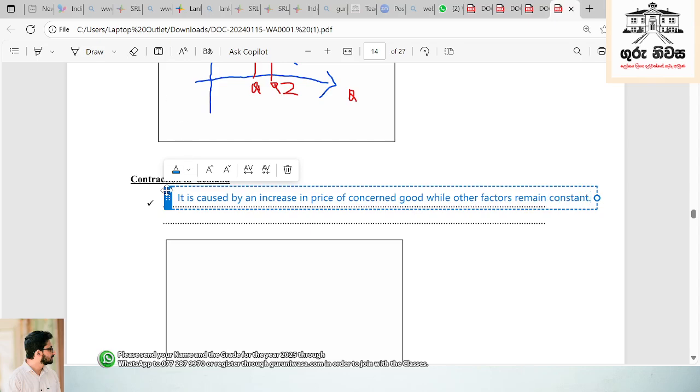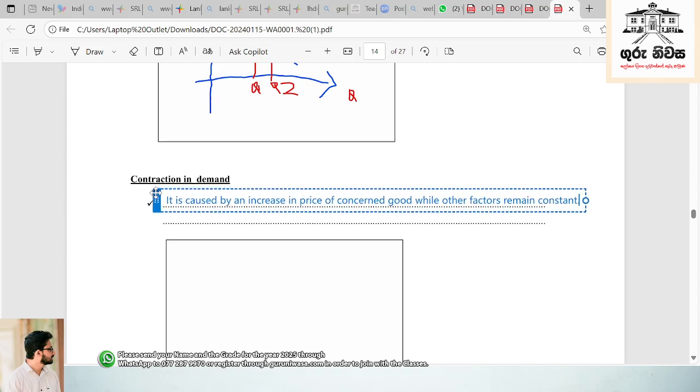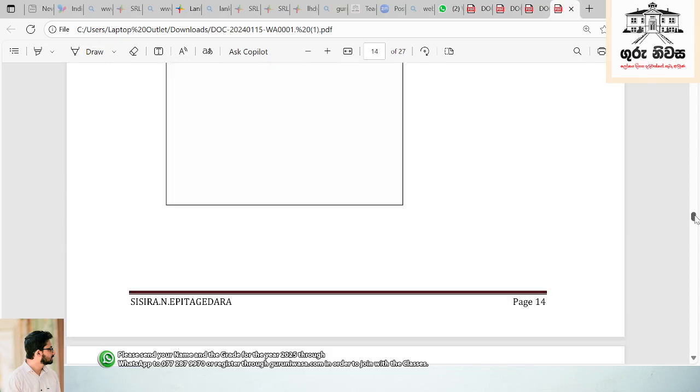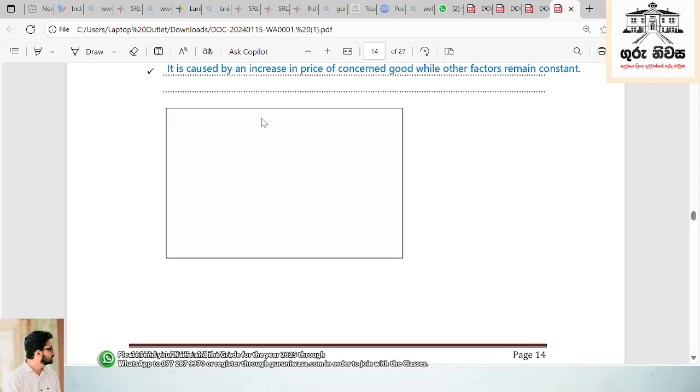And draw the curve as I have drawn on the board. Let me know once you are done. We can move to the second part.